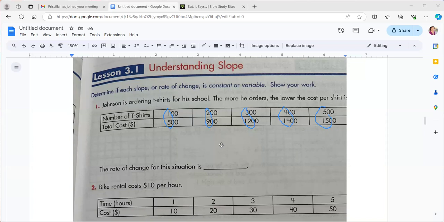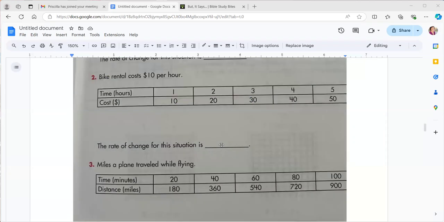All right. Bike rental costs $10 per hour. On the top, are we consistent? 1, 2, 3, 4, 5. On the bottom, 10, 20, 30, 40, 50. It's a consistent ratio of 1 to 10. The ratio is 1 to 10 each time. If we simplify these as fractions, it would still be 1 to 10, 1 to 10, 1 to 10. So yes, that is consistent.